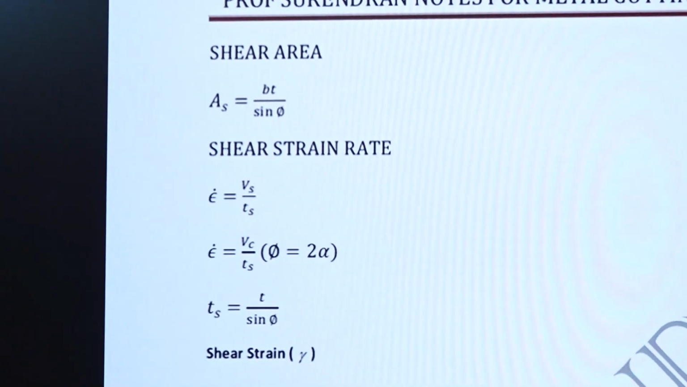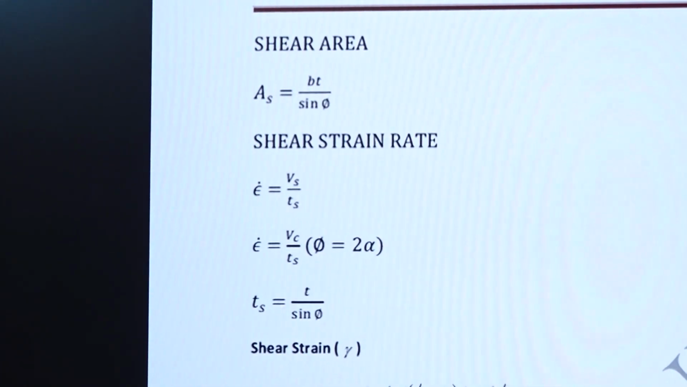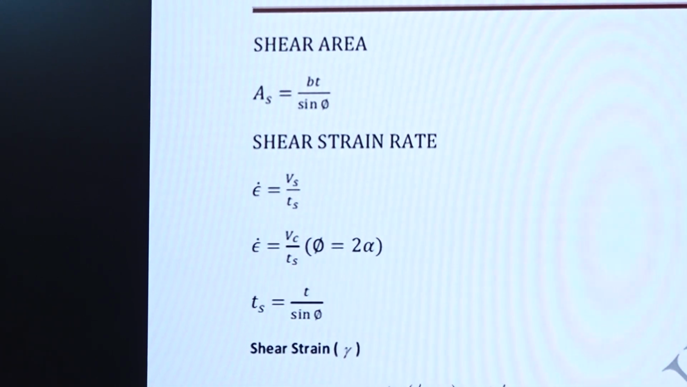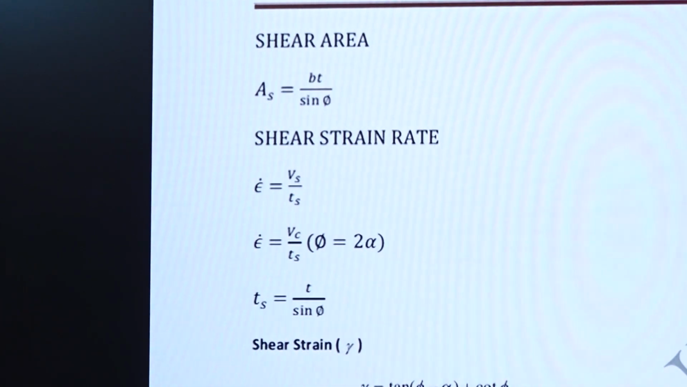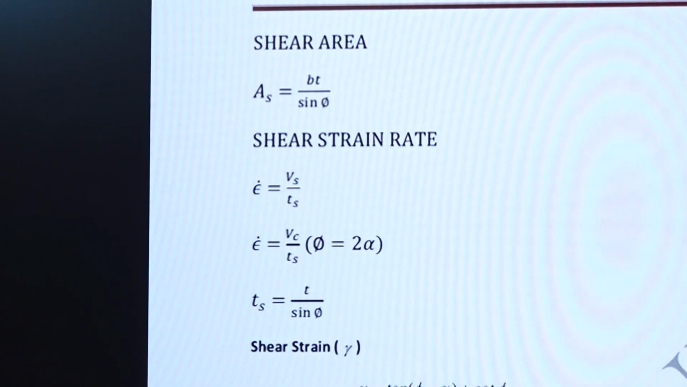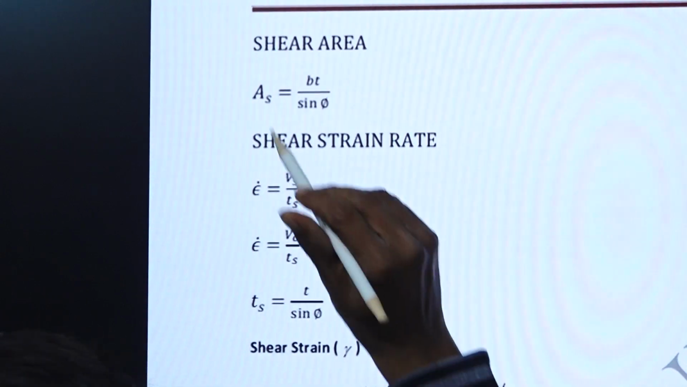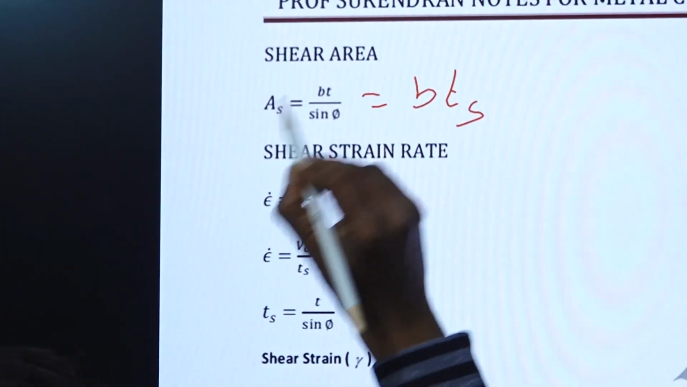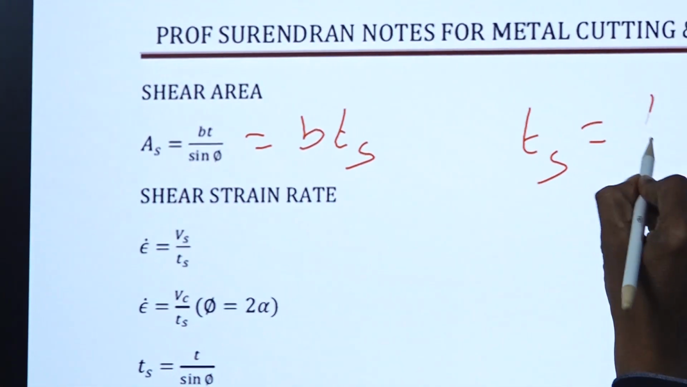Next, we have some important formulas here. Shear area As equal to B t by sin phi. The shear strain rate is the ratio of shear velocity to the shear thickness, and the shear thickness can be calculated as t by sin phi. So here you can easily remember: this is B into shear thickness, and shear thickness is nothing but t by sin phi.